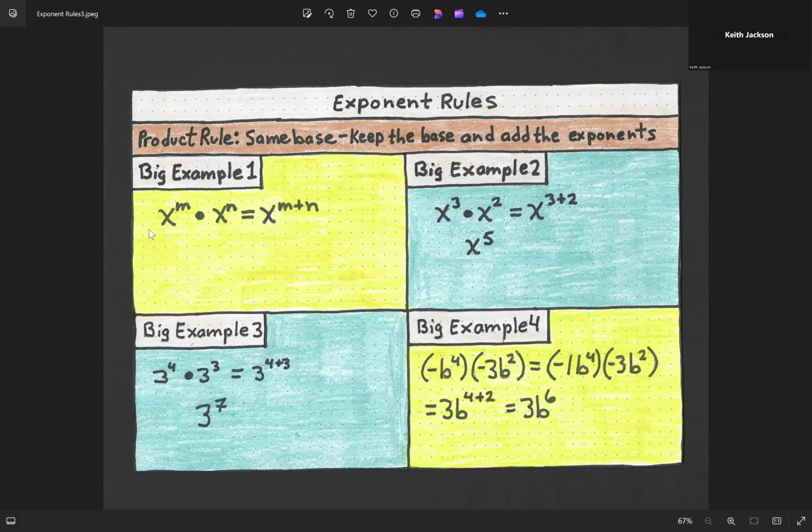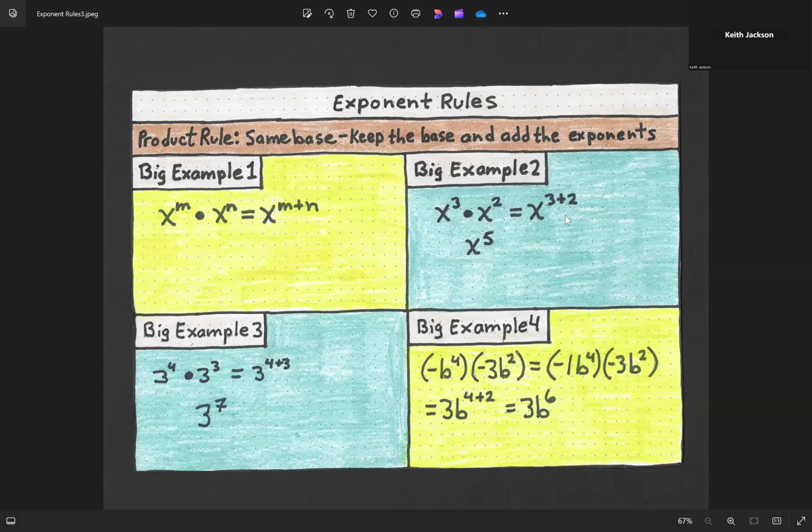So in big example 1, we have x raised to the m power times x raised to the n power, and that will equal x raised to the m plus n power. All right, so let's go to big example 2, in which we have x raised to the third power times x raised to the second power, and that will equal x raised to the 3 plus 2 power. And so it would be x raised to the fifth power in the end.